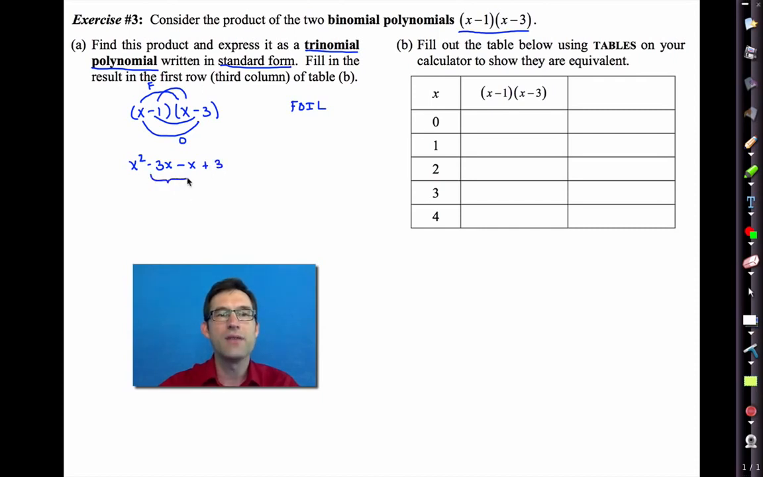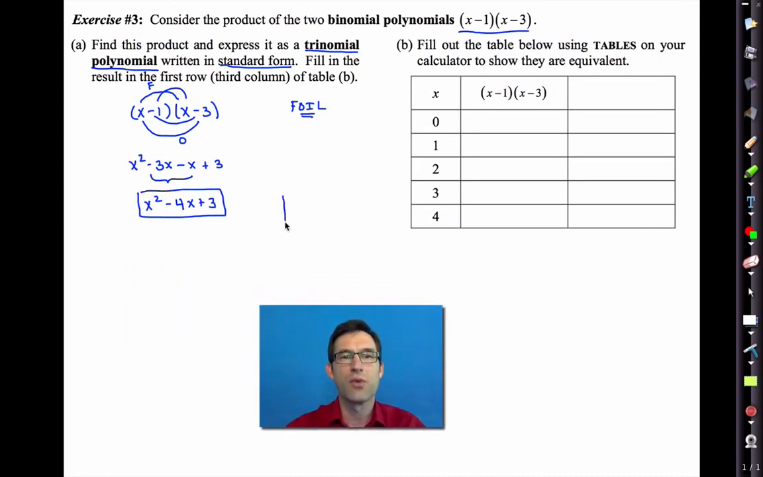Again, notice how these two terms, those would be the O and the I in FOIL, combine, right? Negative 3x and negative x is negative 4x plus 3. Let me also give you that from the perspective of that box multiplication, right? The box multiplication is just a really nice way of looking at this foiling process.